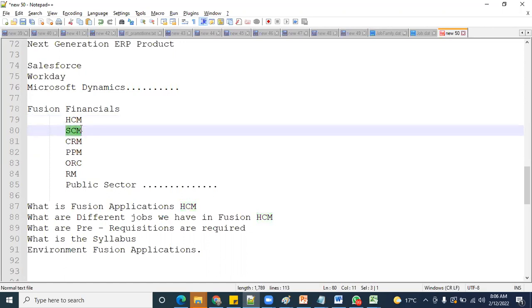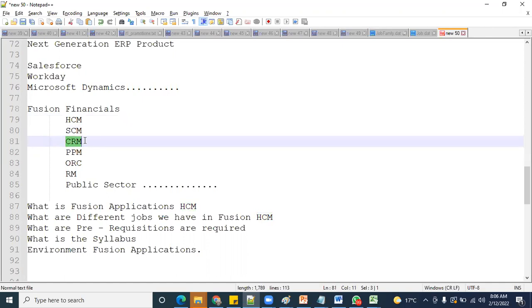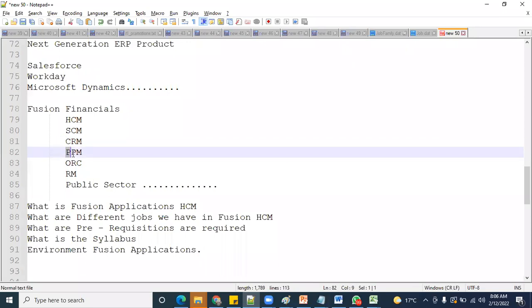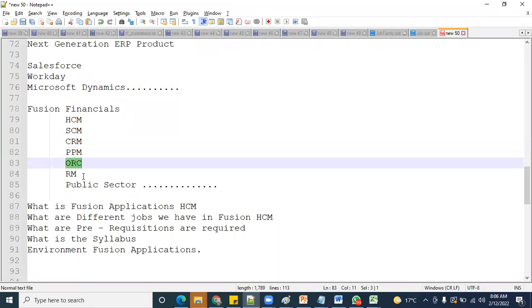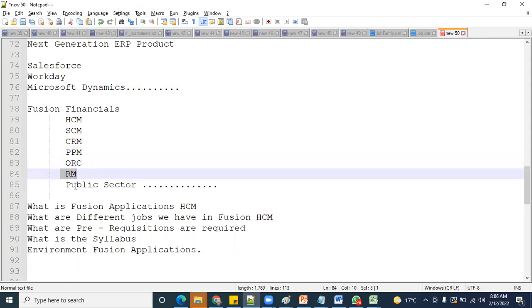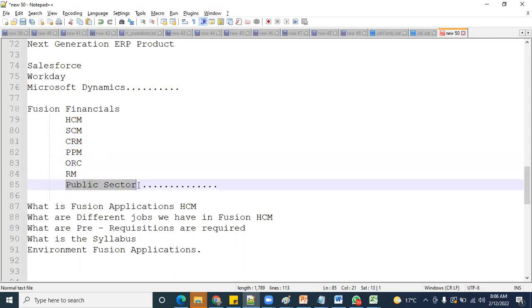Supply Chain Management is nothing but procurement and sales data. CRM, Customer Relationship Management, is nothing but call centers data. PPM, Project Portfolio Management data. ORC, Oracle Recruitment Cloud, and Risk Management. And for public sector organizations like municipalities, corporations, police stations, laws, and the educational sector, there are different public sectors, right? Government sectors. To maintain those government sectors, we have separate modules.